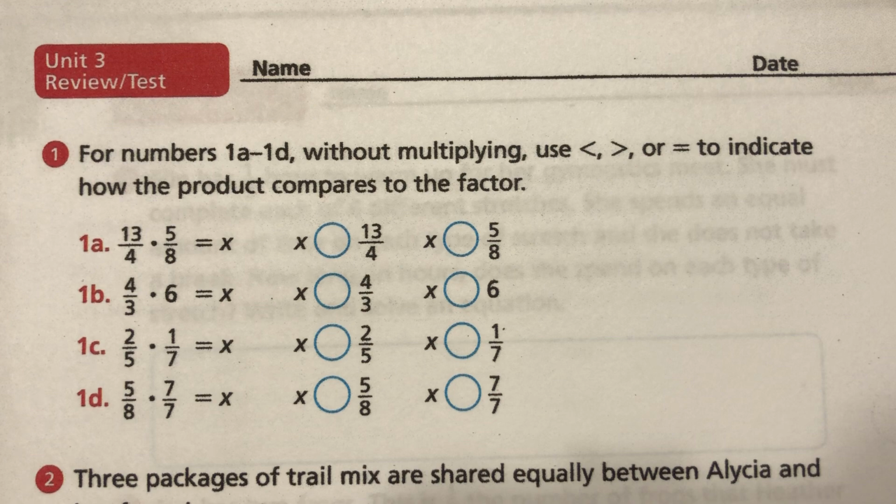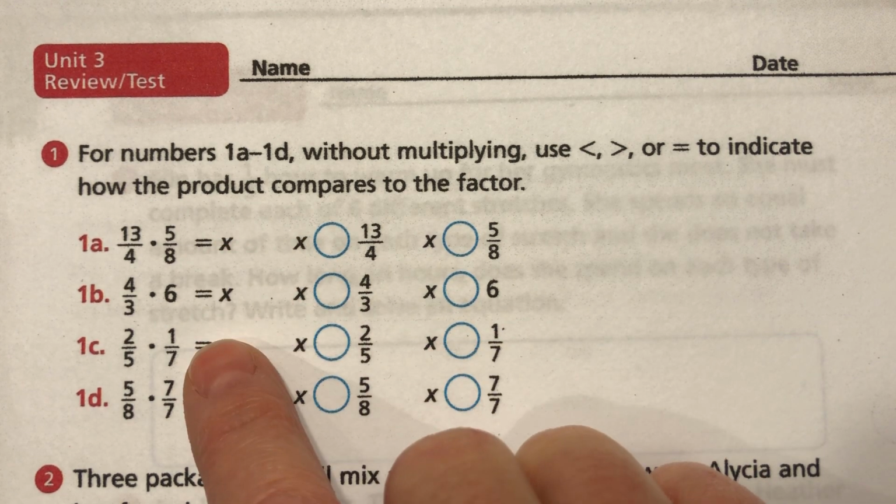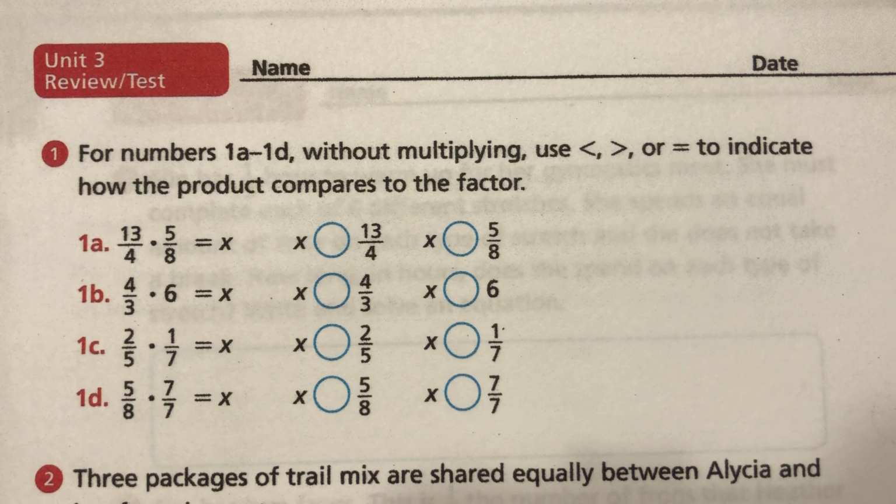to indicate how the product compares to the factor. Product just means the answer. The factors are the numbers that we multiply. And with this, you have to remember, if you multiply by something that is less than 1, you're gonna get an amount less than what you start with. And if you are multiplying by a factor that is more than 1, you're gonna get an amount that is more than what you started with. If you multiply by 1, we know that that number stays exactly the same.